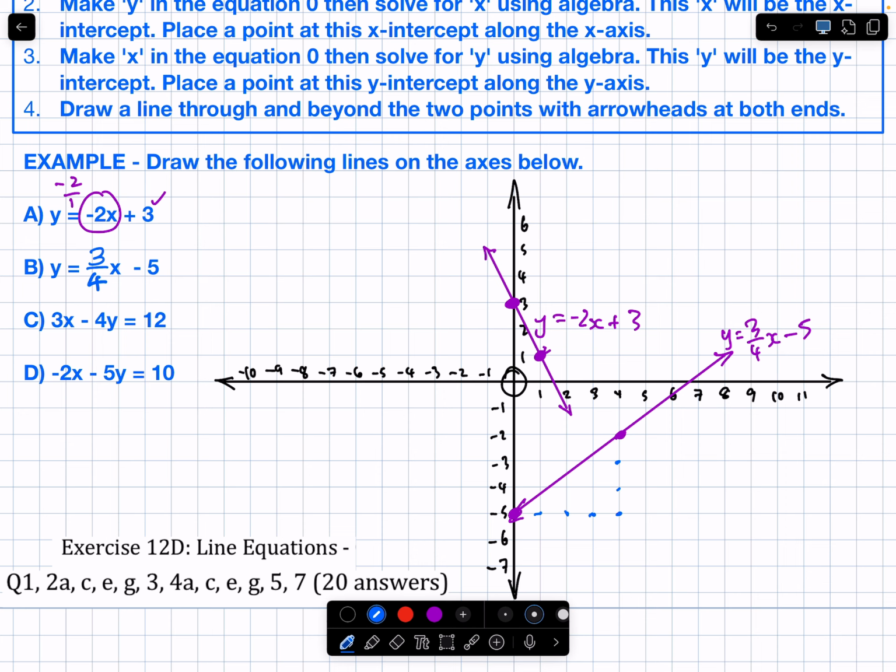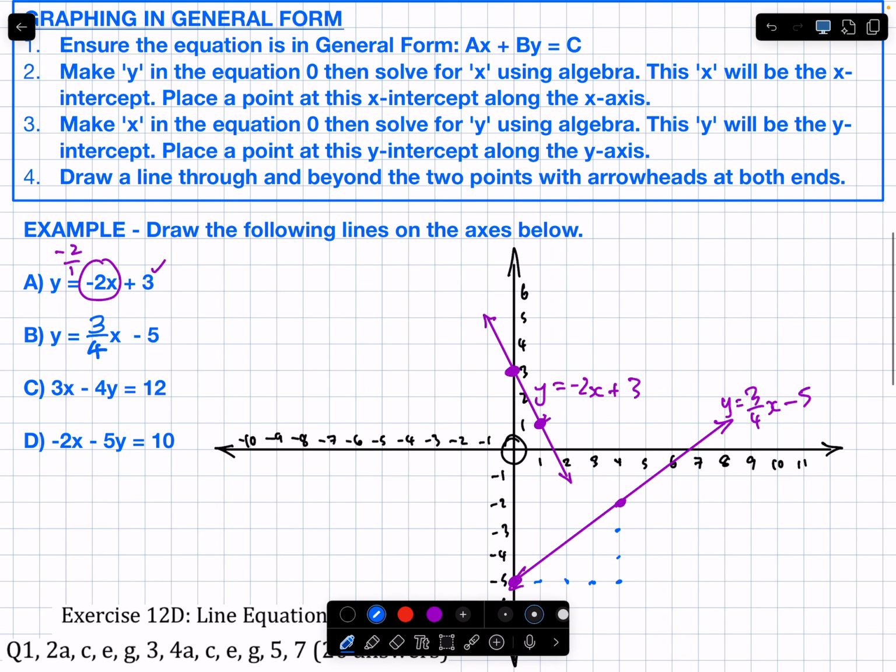I'll scroll up so people can see the graphing in general form notes. Can you get those 4 steps down, please? Graphing in general form. Ensure the equation is in general form: AX plus BY is equal to C. A, B, and C, they're just numbers. They don't mean anything in this form. In slope-intercept form, M was the slope, C was the y-intercept. Here, A, B, and C don't mean anything. They're just numbers.